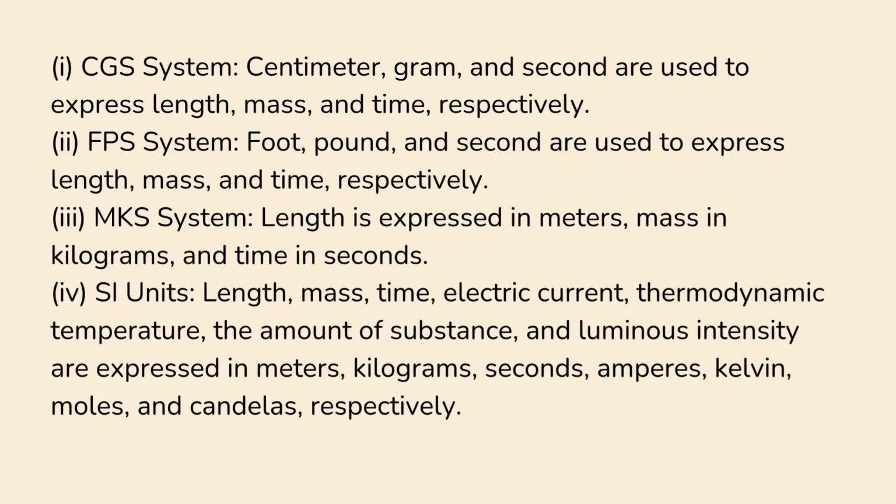1. CGS system: centimeter, gram, and second are used to express length, mass, and time, respectively. 2. FPS system: foot, pound, and second are used to express length, mass, and time, respectively. 3. MKS system: length is expressed in meters, mass in kilograms, and time in seconds. 4. SI units: length, mass, time, electric current, thermodynamic temperature, the amount of substance, and luminous intensity are expressed in meters, kilograms, seconds, amperes, Kelvin, moles, and candelas, respectively.